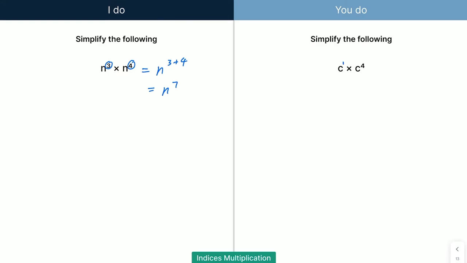Now, it's worth knowing with this, when the power's not there, it's the same as to the power of 1. Okay, so this becomes c. So the answer here just becomes c to the power of 1 plus 4. And then if you just add that together, that's c to the power of 5.